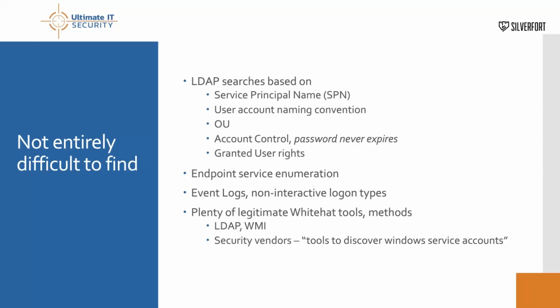And then there's, of course, endpoint service enumeration, just looking at the endpoint and enumerating all the services and looking at all the details of those services. Event logs, just trying to find what logon types are non-interactive, so that they're not logged onto the desktop, but they're logging on. And then there's lots and lots of white hat tools. And I put an example, the search script, at the bottom here. And I think this goes along with your point, Yiftach, about the fact that it does require some manual work to find all these.